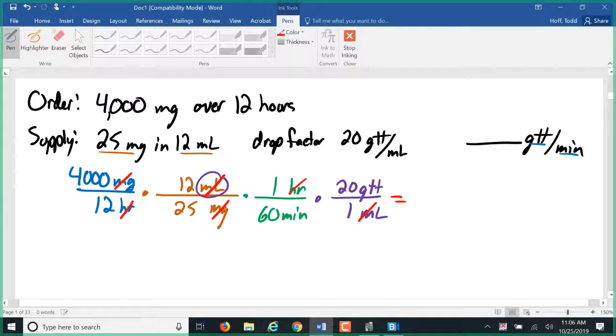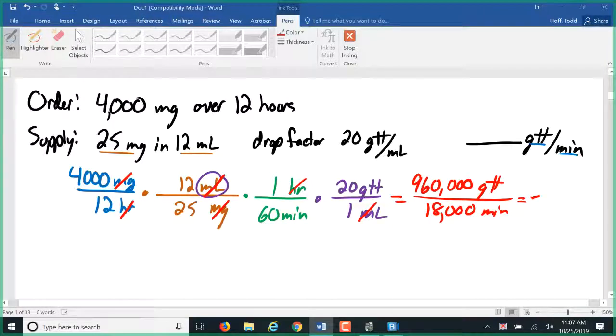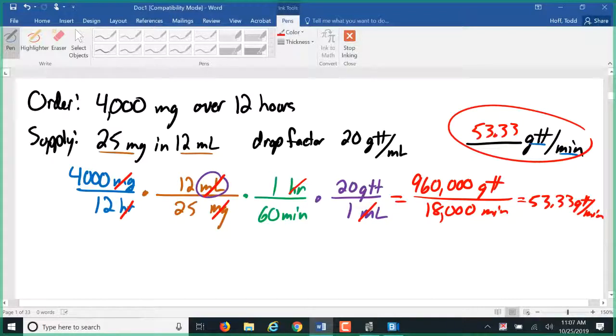Milliliters are gone. So on top, we have 4,000 times 12 times 20, which gives us 960,000 drops. Over 12 times 25 times 60, 18,000 minutes. And when we divide that out, we get 53.3, or 53.33 drops per minute. Any questions on that one? Okay, one more.